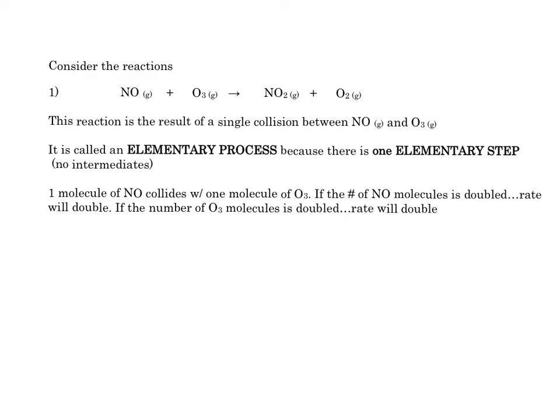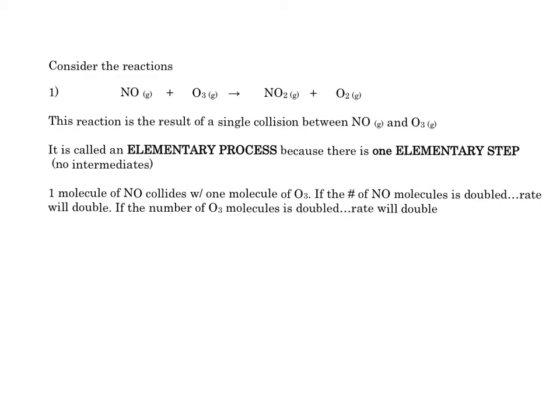This is a regular, what you've known up to this point, type of reaction. So if it happens in one step, it's called an elementary process. Each step in a process is called an elementary step. So because there's no other equations, no other steps, this is an elementary process. If the nitrogen monoxide molecule's concentration is doubled, turns out that the rate also doubles.